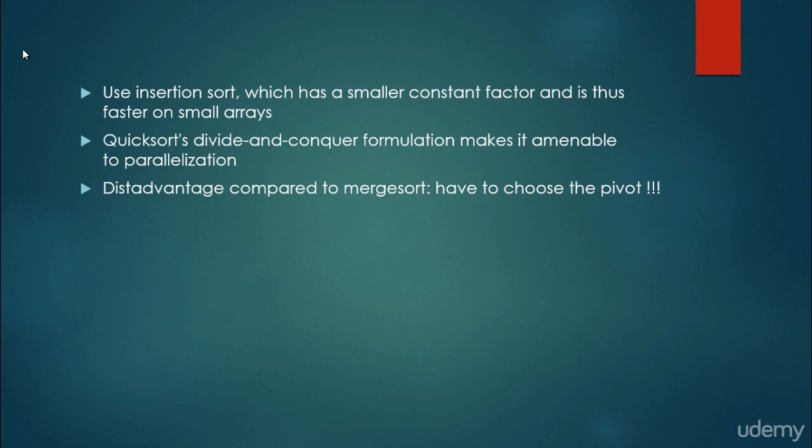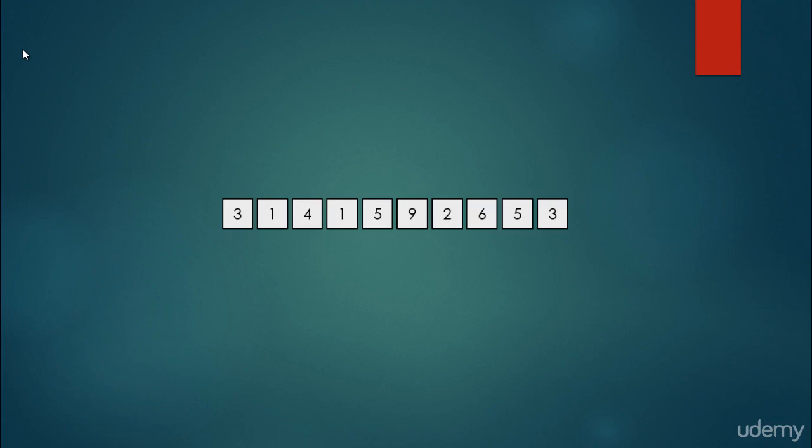And Quicksort's divide and conquer formulation makes it amenable to parallelization. But as I said earlier, the main disadvantage of Quicksort compared to merge sort is that we have to choose the pivot. Okay, so let me show the illustration.